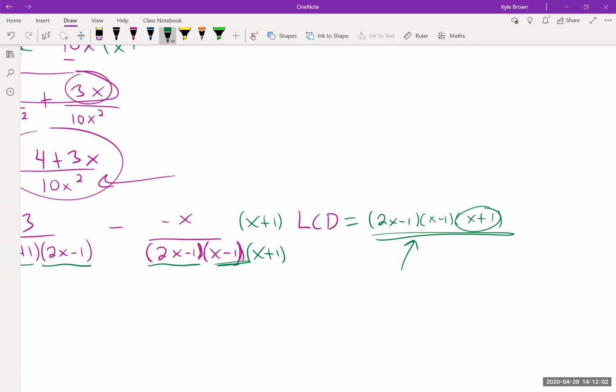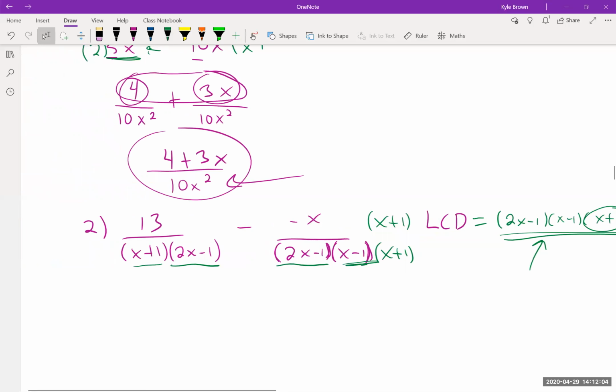Okay? So that'll do it for that side. Now let's go over here and say, what do we have to multiply by over here? Well, over here, I had to multiply it by x minus 1. And whatever I do at the bottom, I have to do at the top. So x minus 1.